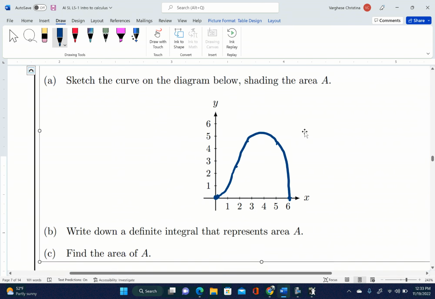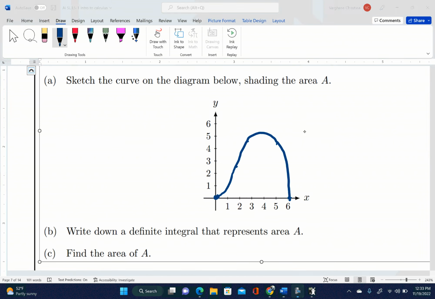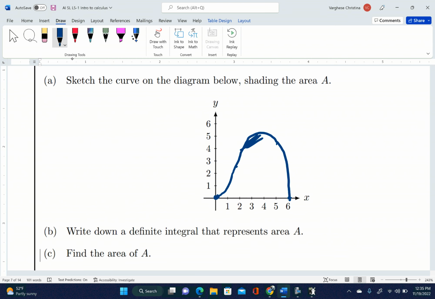And then now it says write down a definite integral that represents area A. So real quick, one thing that I did not do is it told me to shade the area A. So I want to shade this region right here. You're going to color this as best as you can.